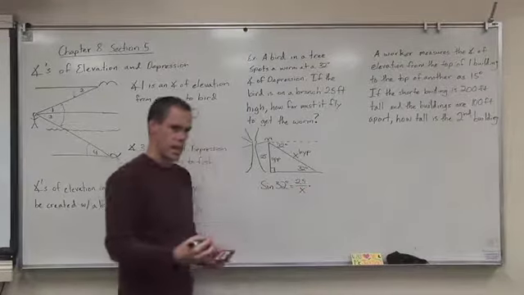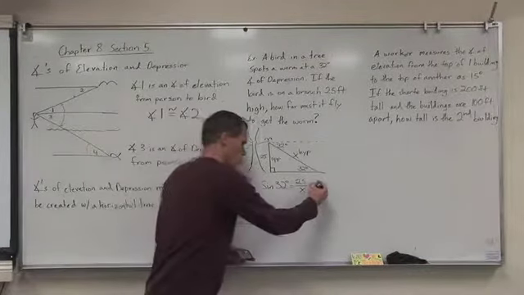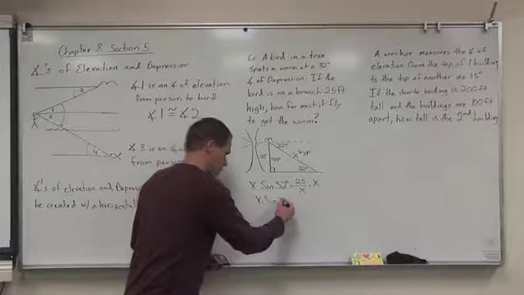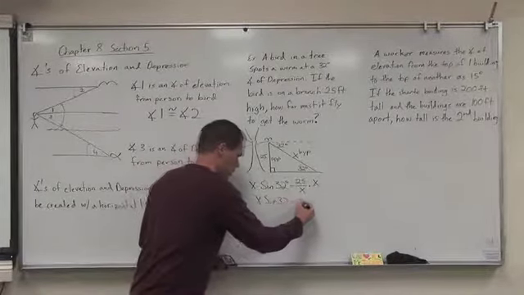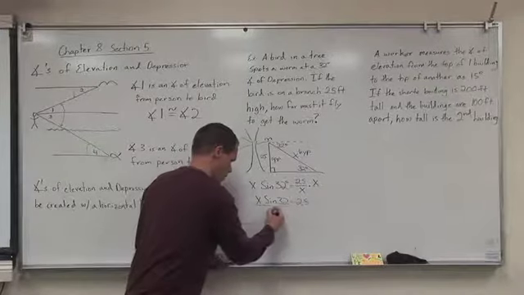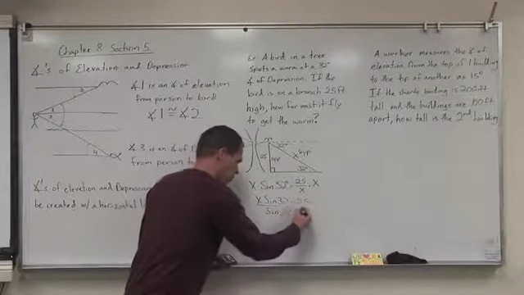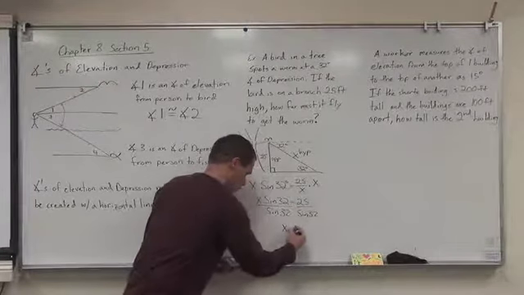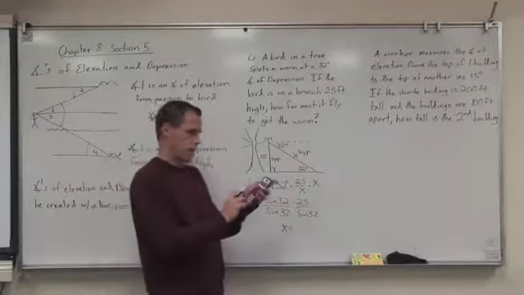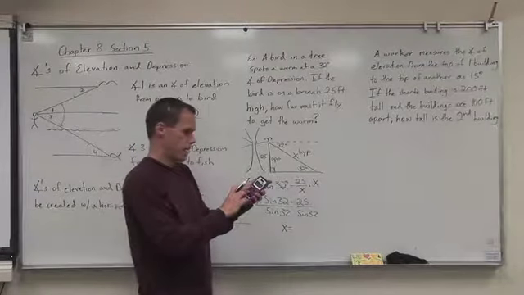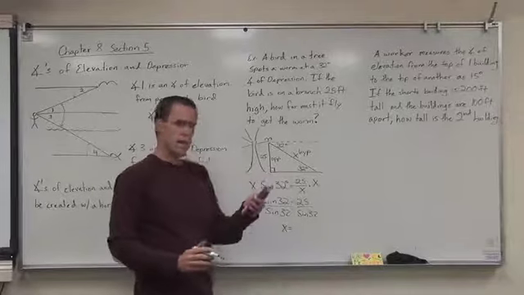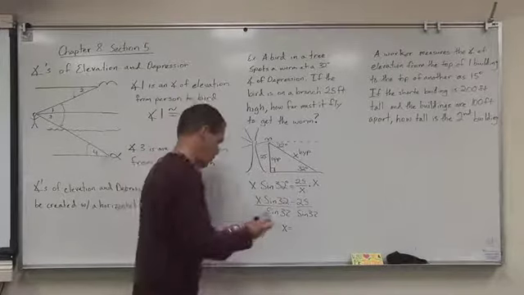This is the final case, the toughest case for us, where we multiply by x on both sides. x sine 32 is equal to 25, and we divide by the sine of 32 degrees in order to find out what x is. We take our calculator, 25 divided by sine 32, and we find out it's approximately 47 feet.